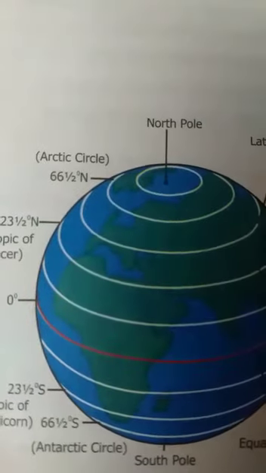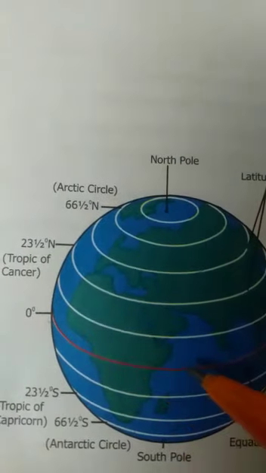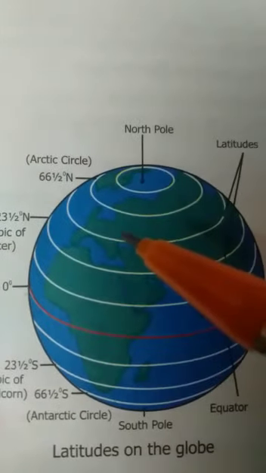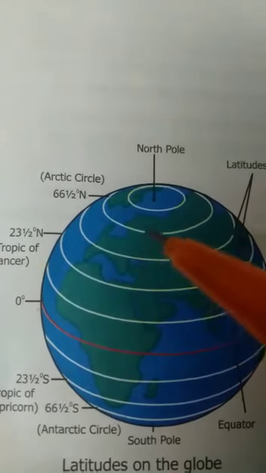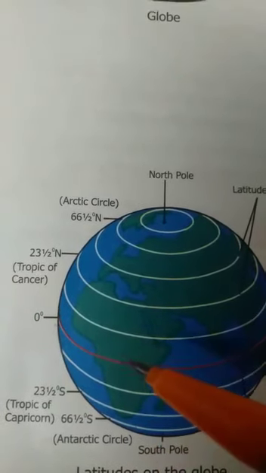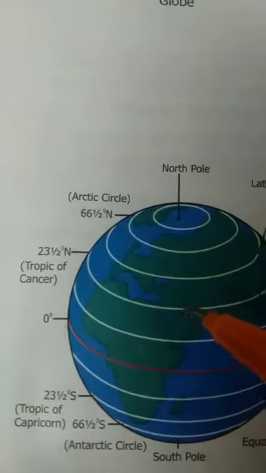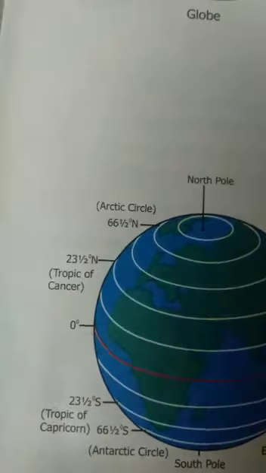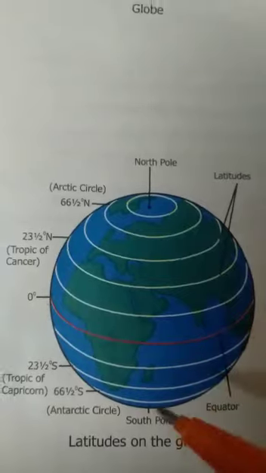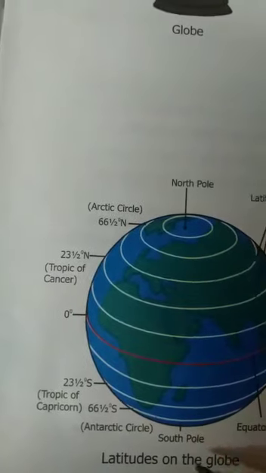Here we can see a red line running at 0 degree. This red line divides the earth into two equal halves. The upper half, towards north, is the northern hemisphere and the half below the red line, that is the equator, is the southern hemisphere. All other lines run parallel to the equator. They get smaller as they reach the two poles, this is the north pole and here is the south pole. They never meet at any point.